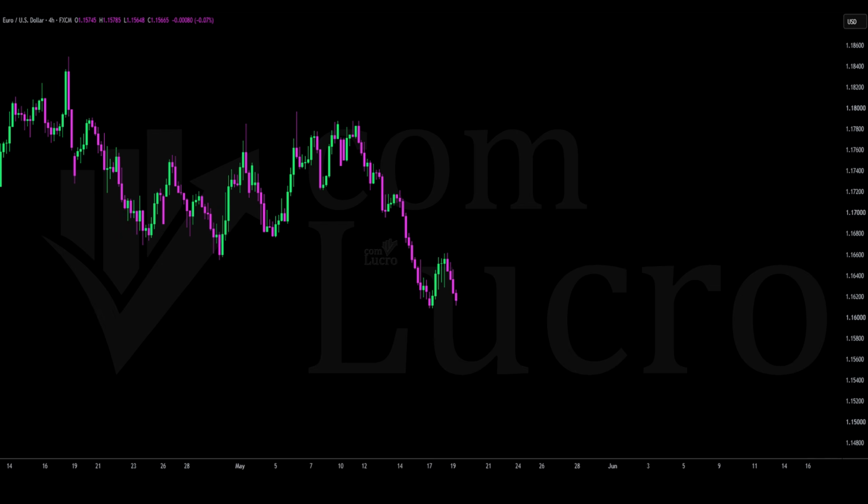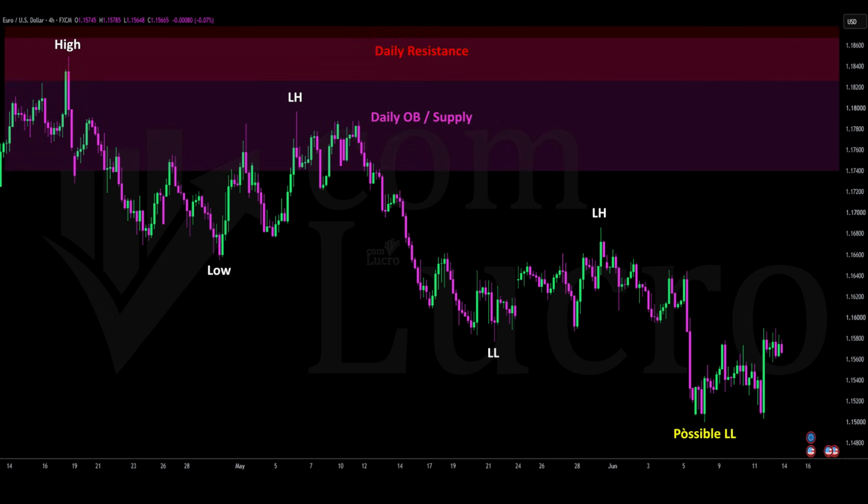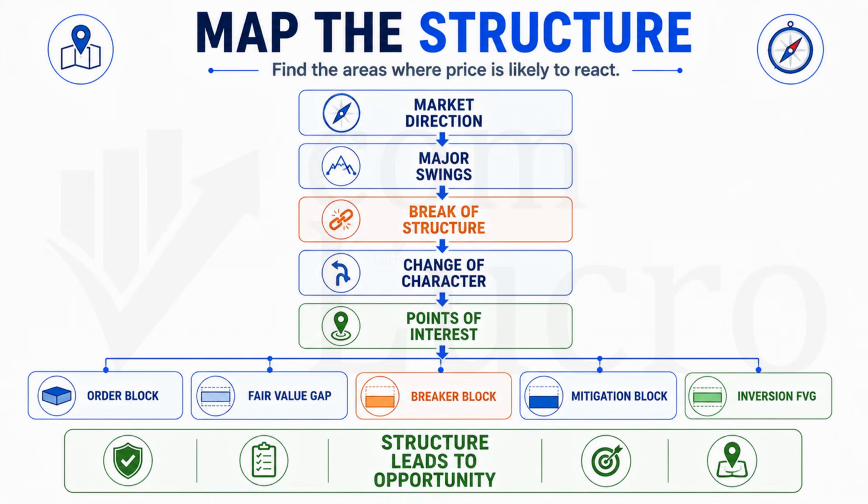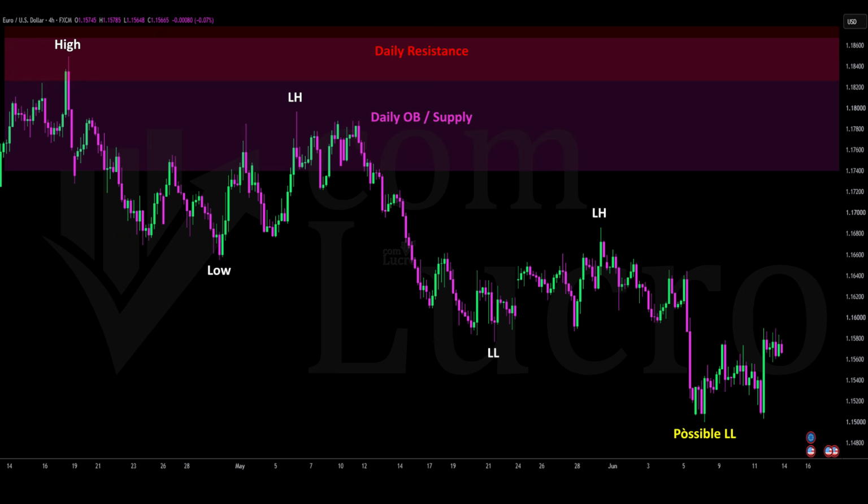To perform proper analysis at this stage, we need to identify market direction by focusing on the major highs and lows. This helps us determine whether price is in an uptrend, a downtrend, or a consolidation phase. Once we understand this, we can build a much more accurate intraday bias. After identifying the overall direction and the major swing points on the chart, the next step is to mark any breaks of structure, and then look for possible market structure shifts or changes of character.